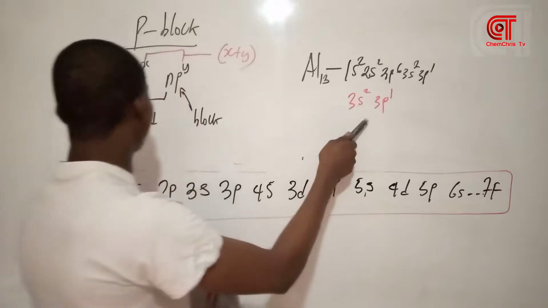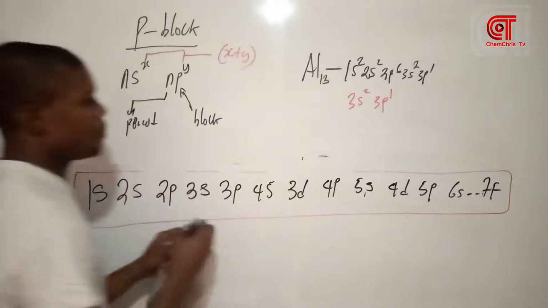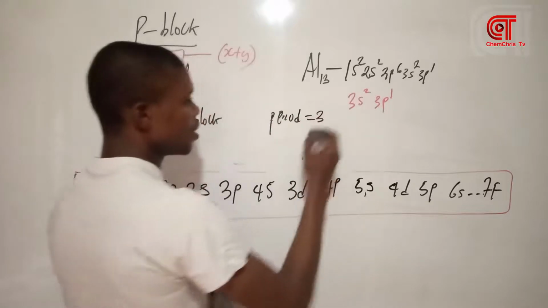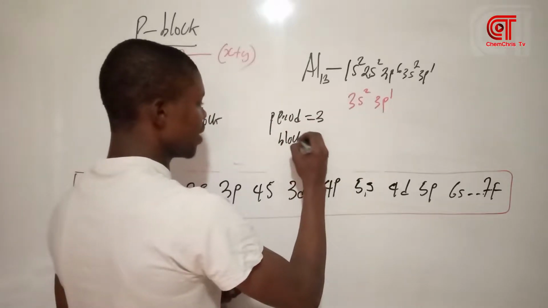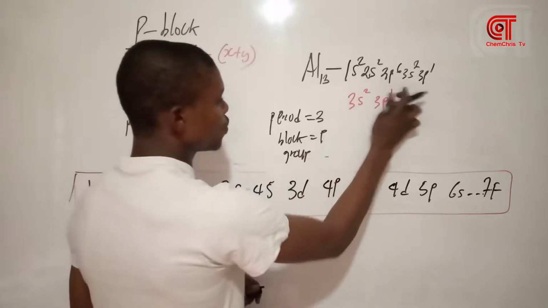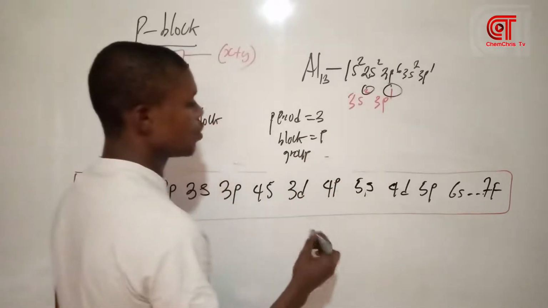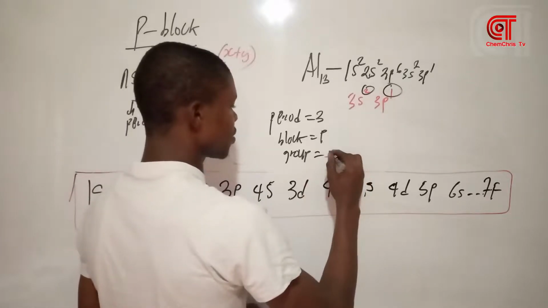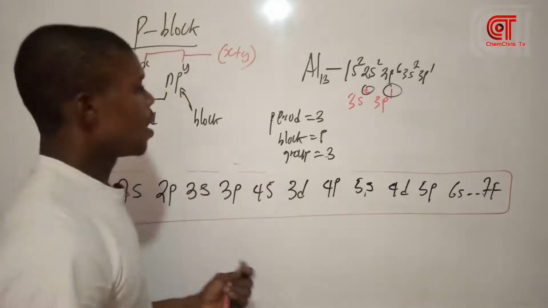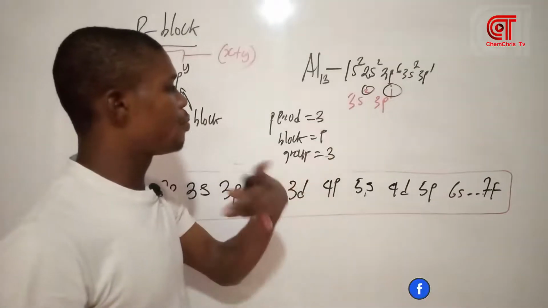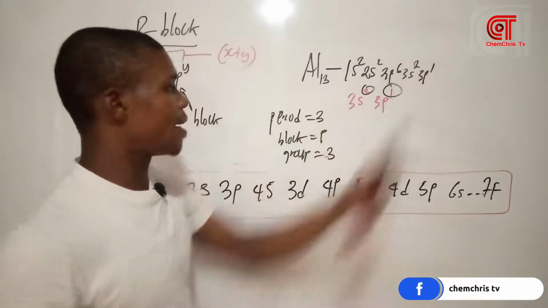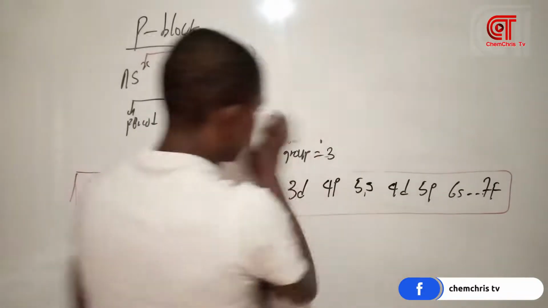So here's the trick here. My highest energy level is the period. So my period is going to be period 3. Now my block, of course, is going to be p block. Then my group, I want to sum this one together here and here. I want to sum it together, which is going to be 2 plus 1, which is 3. Group 3. Get? So this is the trick for any element in the periodic table that belongs to the p block.